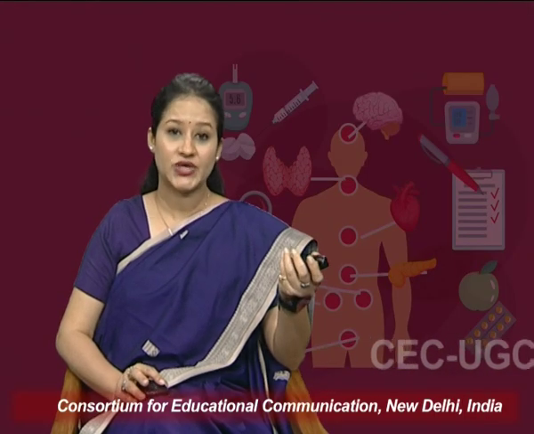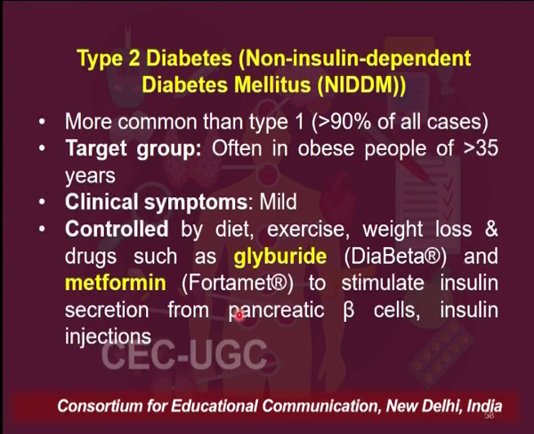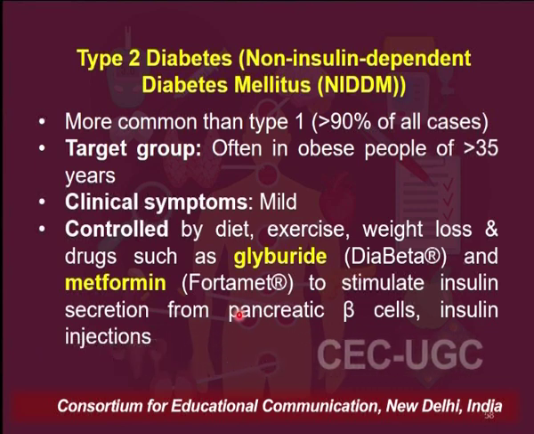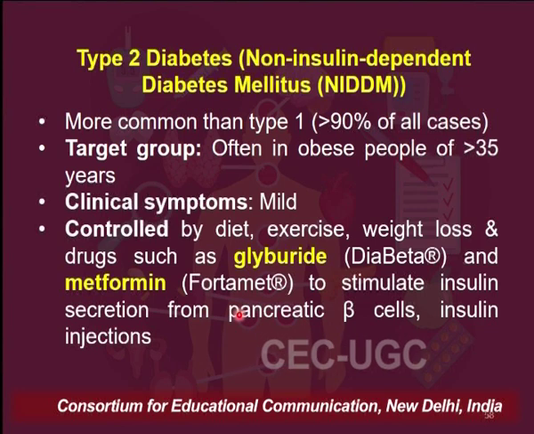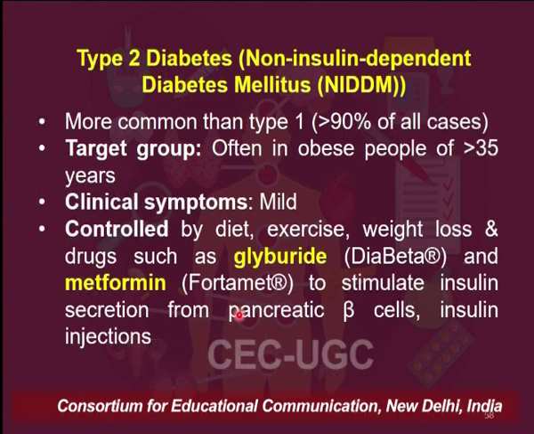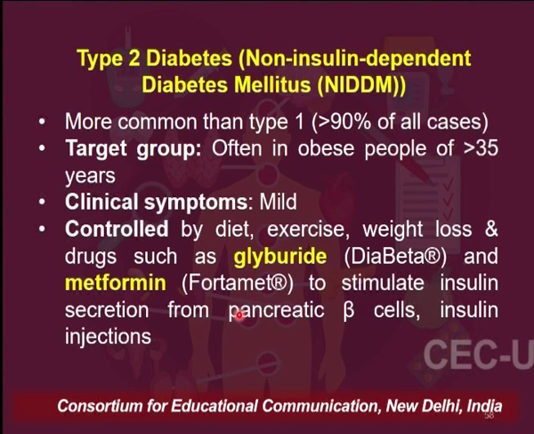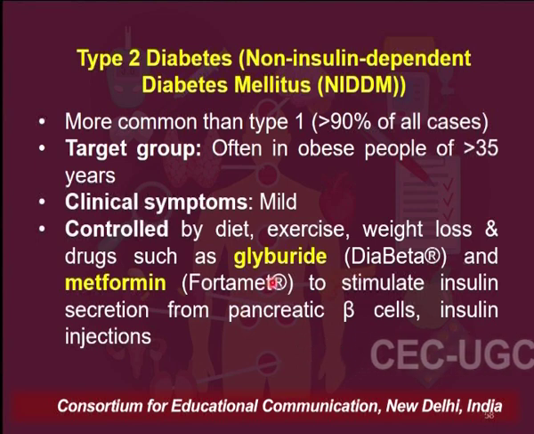Then comes type 2 diabetes, which is non-insulin dependent diabetes mellitus, NIDDM. It is more common than type 1, observed in 90% of the cases. This type of diabetes usually targets obese people of more than 35 years of age. Now, the clinical symptoms of type 2 diabetes are generally mild, and it can be controlled by modifications in our lifestyle, including diet, increasing exercise, regulating body weight, and definitely there are drugs and medicines available in the market, including glyburide, whose market name is Diabeta.